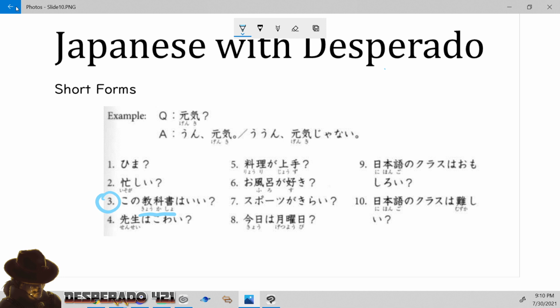So just "kono kyokasho." You don't have to do the whole thing. No, it's short form. So it's literally just "e." Very good. "E." That's weird.